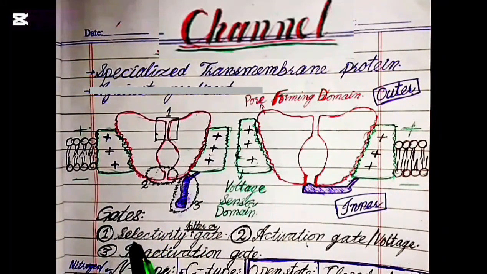For example, if potassium, sodium, anything is coming against the concentration gradient, we will use a pump here. Pump will pull the sodium and potassium against the concentration gradient. So it is a specialized transmembrane protein.